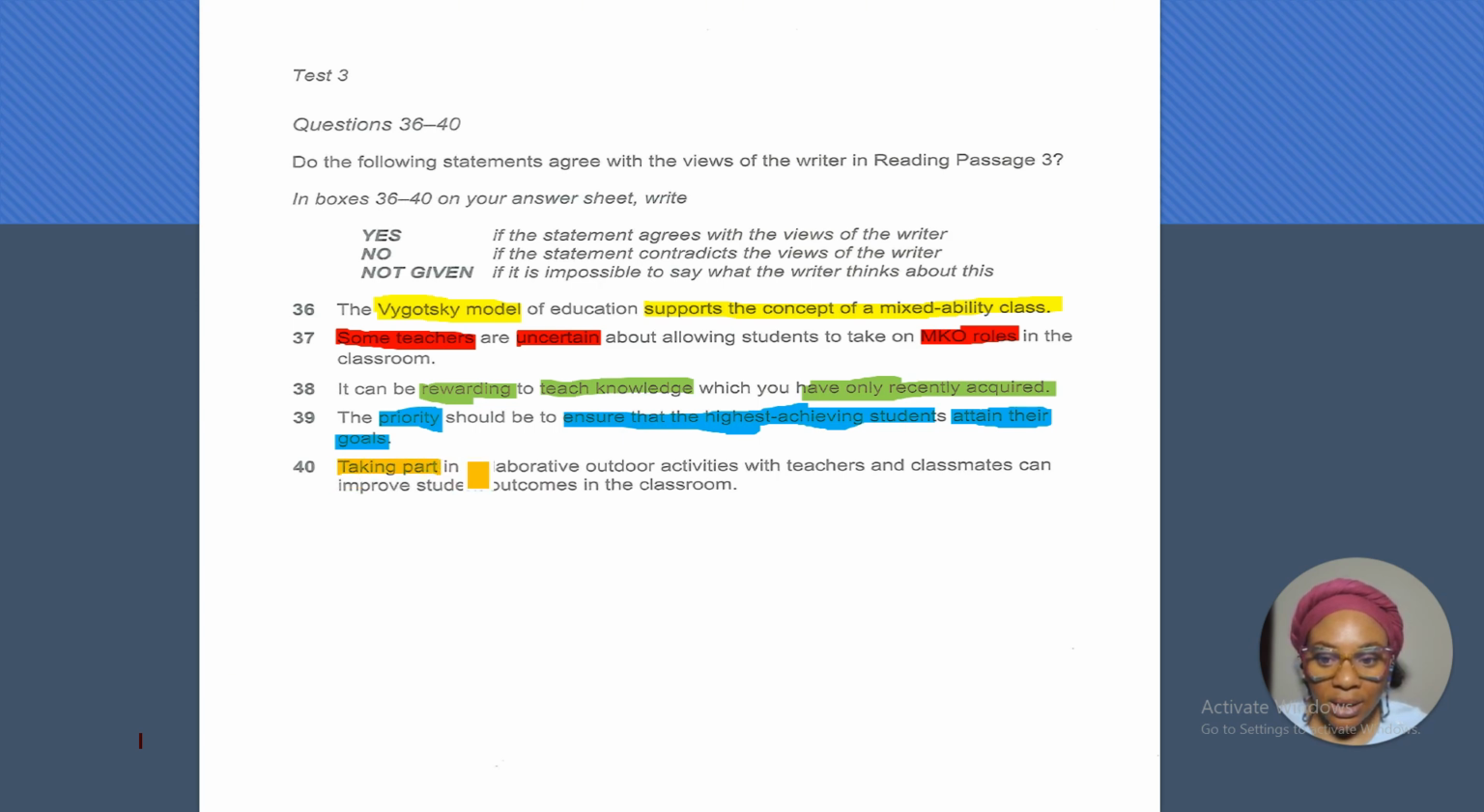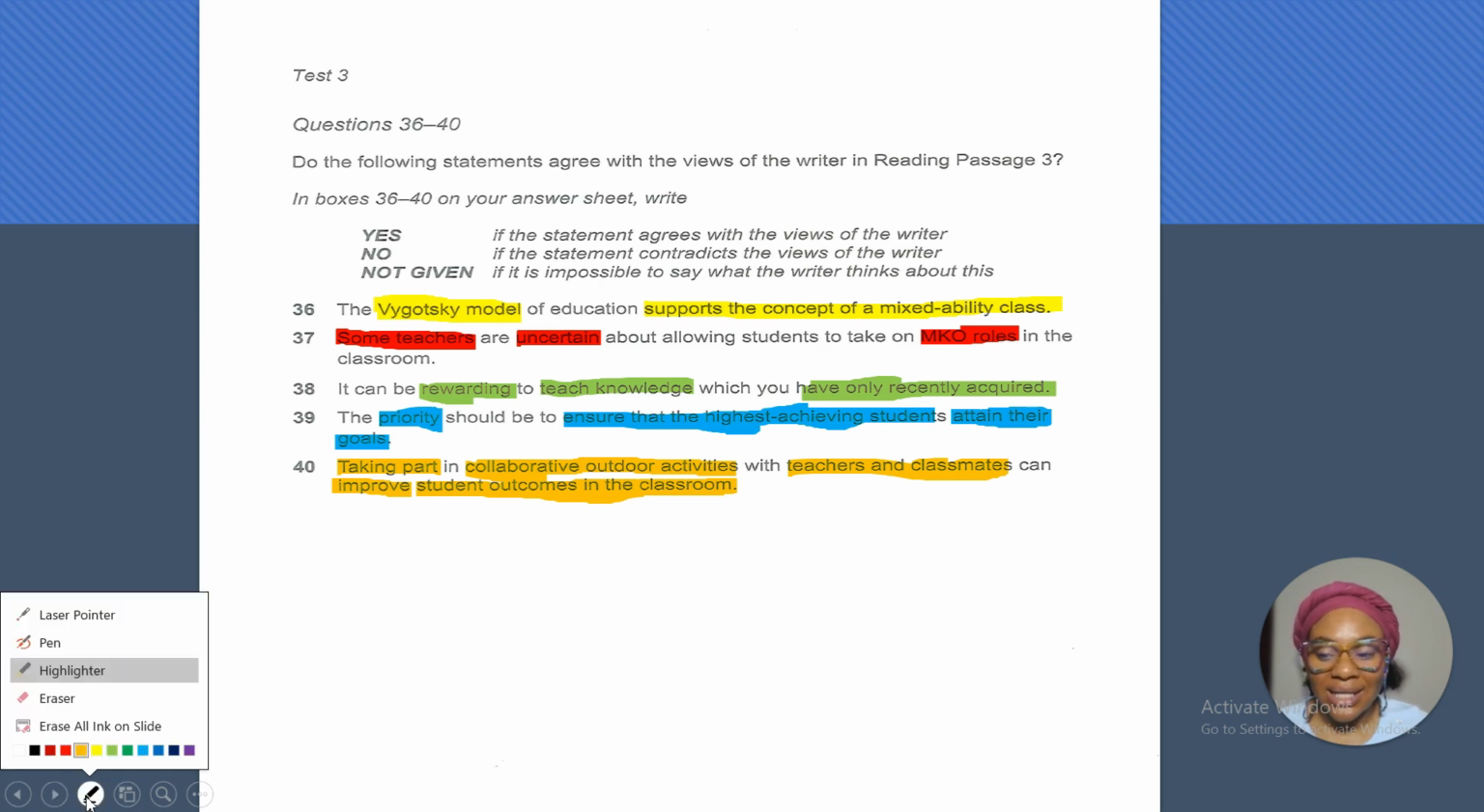Taking part in collaborative outdoor activities with teachers and students can improve students' outcome in the classroom. Almost everything in this one, these are all important words, so for now, just keep it in mind. Like I said, you don't have to memorize it yet because we're still on number 39.